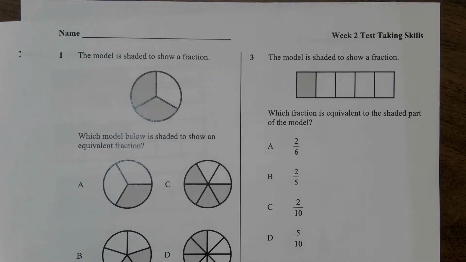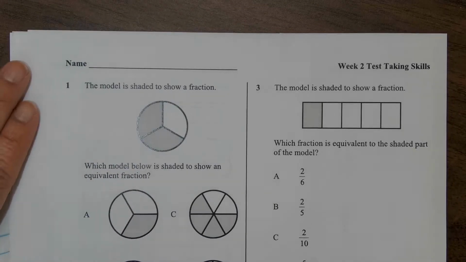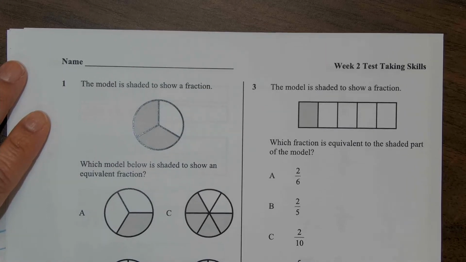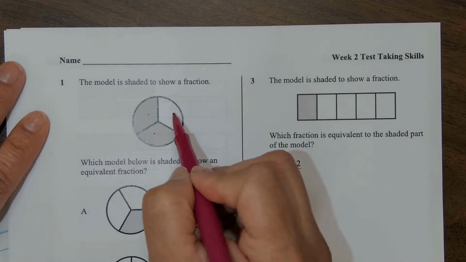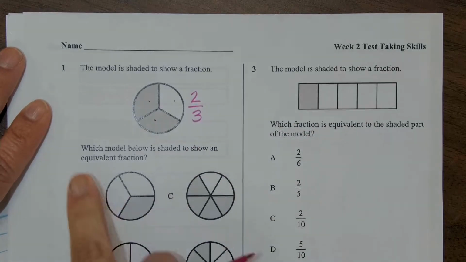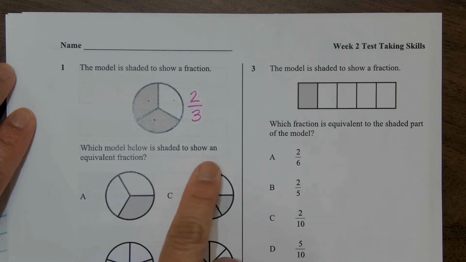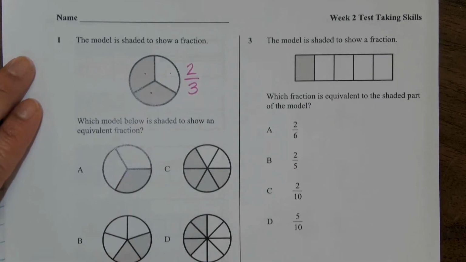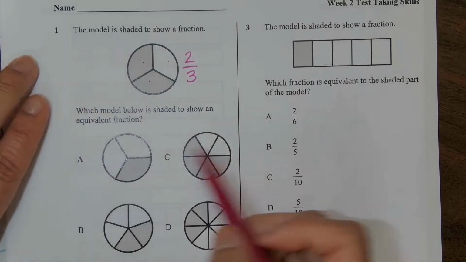Okay, test taking skills. So the model is shaded to show a fraction. First you have to label your fraction: 2 out of 3. Which model below is shaded to show an equivalent fraction? Well, I'm going to label all my fractions first.